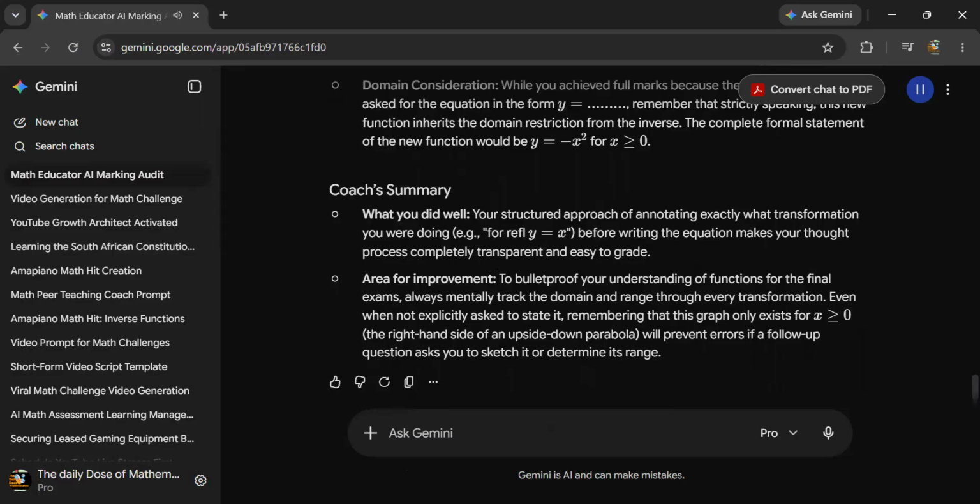Area for improvement. To bulletproof your understanding of functions for the final exams, always mentally track the domain and range through every transformation. Even when not explicitly asked to state it, remembering that this graph only exists for x greater than or equal to 0, the right-hand side of an upside-down parabola, will prevent errors if a follow-up question asks you to sketch it or determine its range.